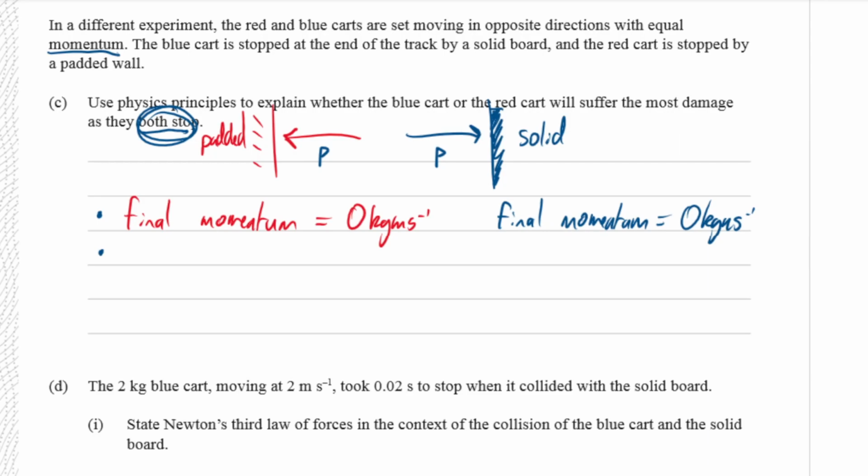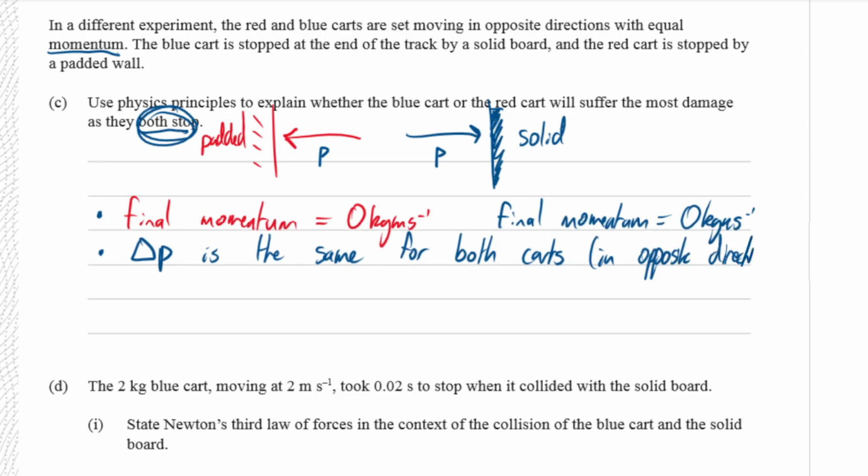So we could say that the change in momentum, delta P, is the same for both carts. Again, they start with the same momentum. They both end with a momentum of 0, final momentum. So the change in momentum is the same. They'll just be in opposite directions. Not necessary for this one though, because we're just worried about the magnitude.